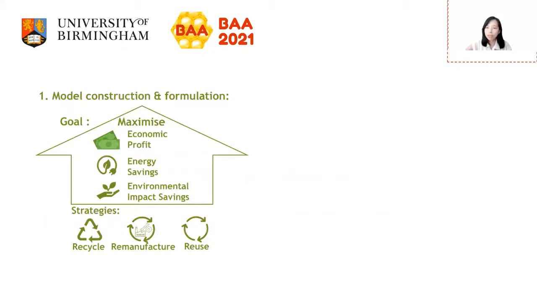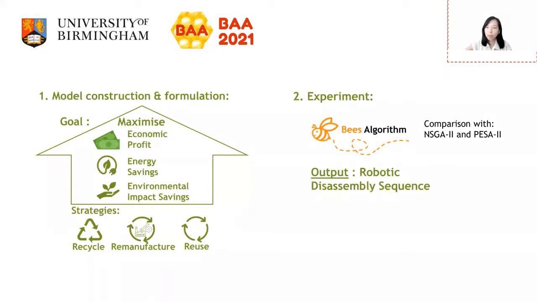The following are the steps of our research. First is the construction of the sustainable model and its formulations. We have three goals that we want to maximize: economic profit, energy savings, and environmental impact savings. And three strategies: recycling, remanufacturing, and reuse. The experiment will be detailed in the next slide. We use the multi-objective BIS algorithm and compare it with NSGA2 and PESA2. The output is a robotic disassembly sequence.